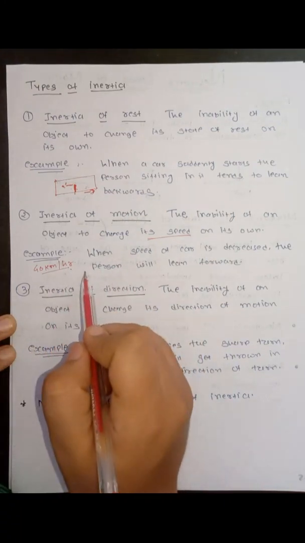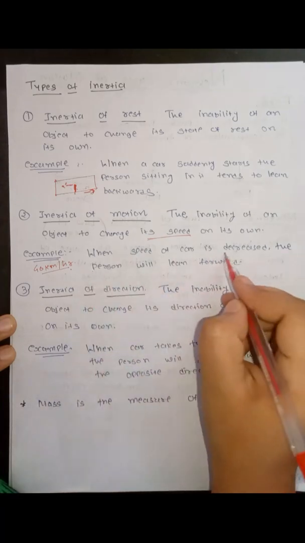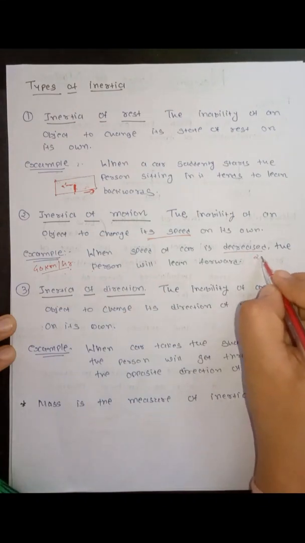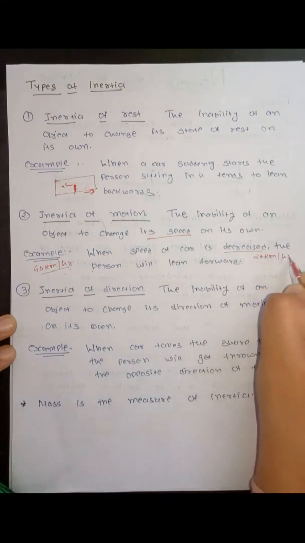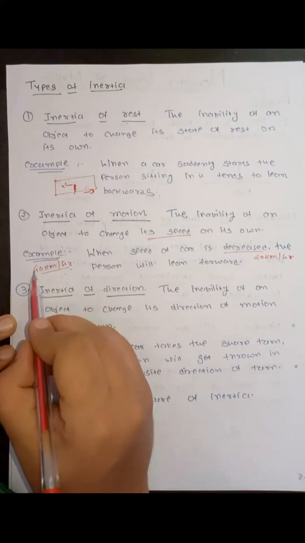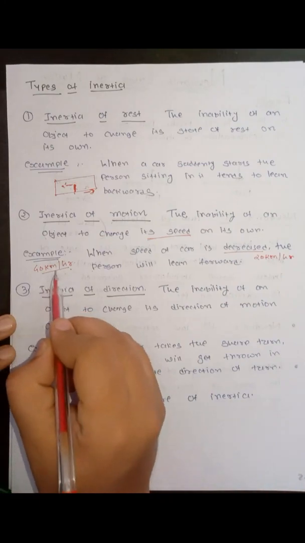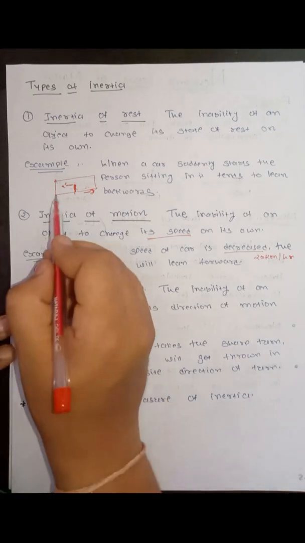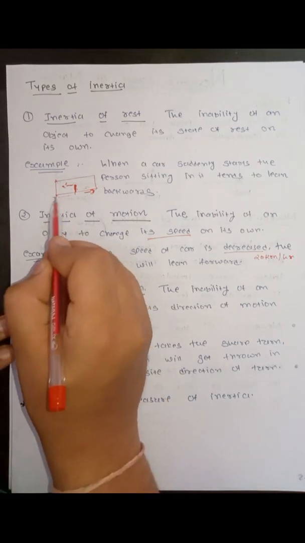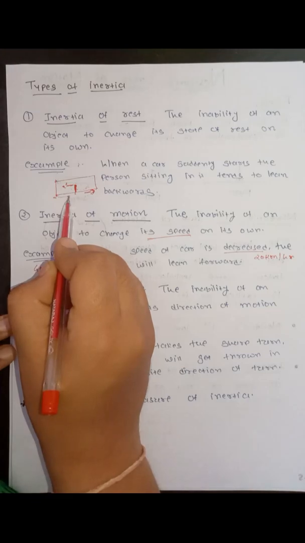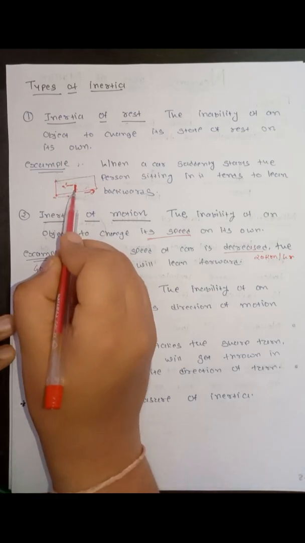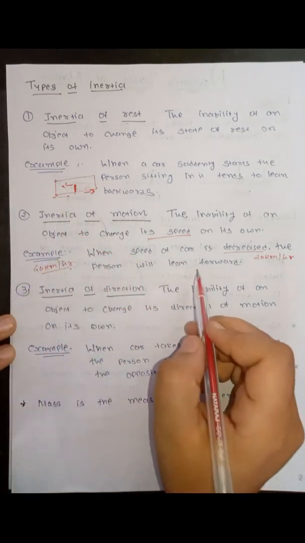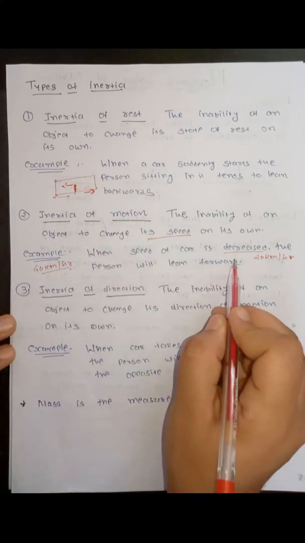Now, when the speed of the car is decreased, let's say now it has become 20 km per hour, our body has the tendency to move with constant velocity 40 km per hour. So the car will move in backward direction with respect to us. So we will lean in forward direction when the speed is decreased.